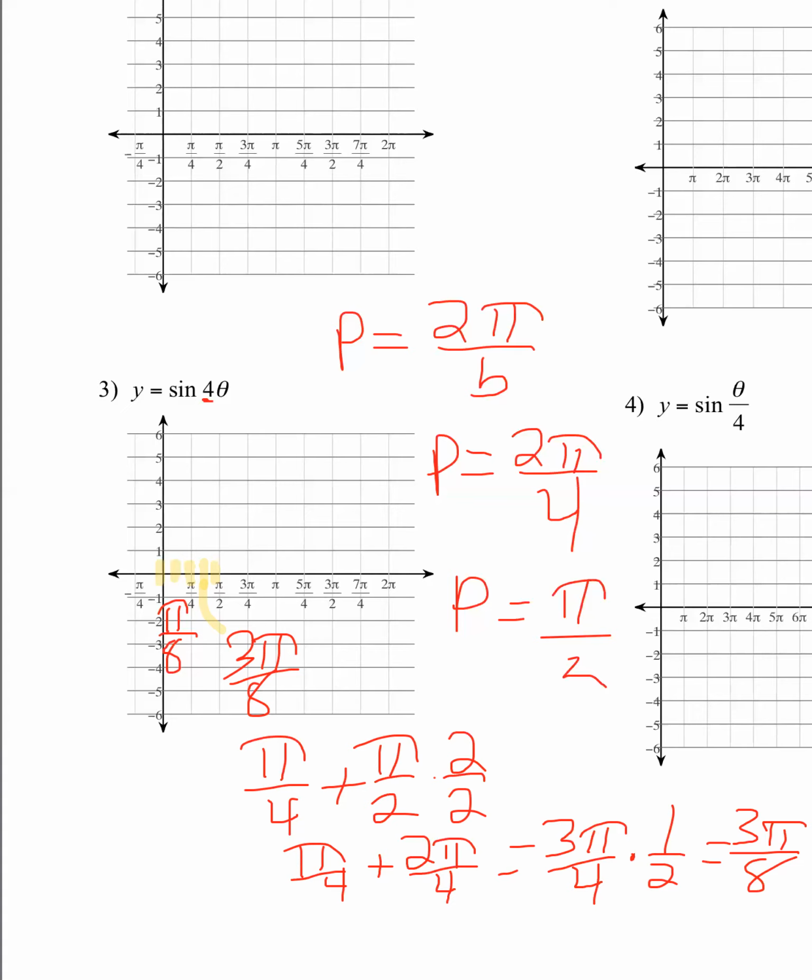Okay, now let's graph. Let's switch to green. Okay, so this is sine. So that means I am going to start at the origin. So my first dot is just at 0. My first quarter point happens real quick. That's where I'm going to go up to 1.